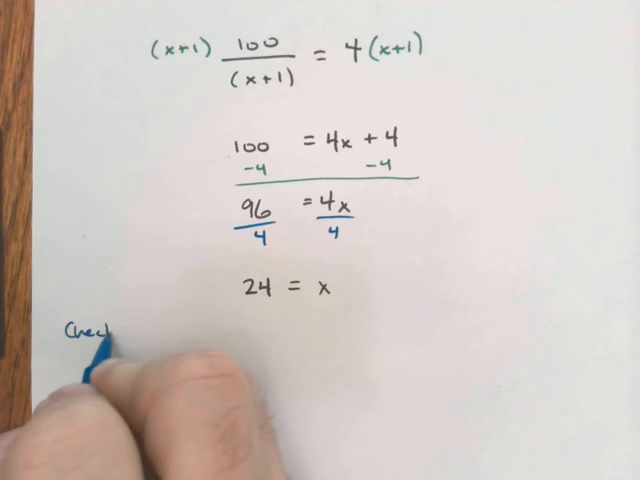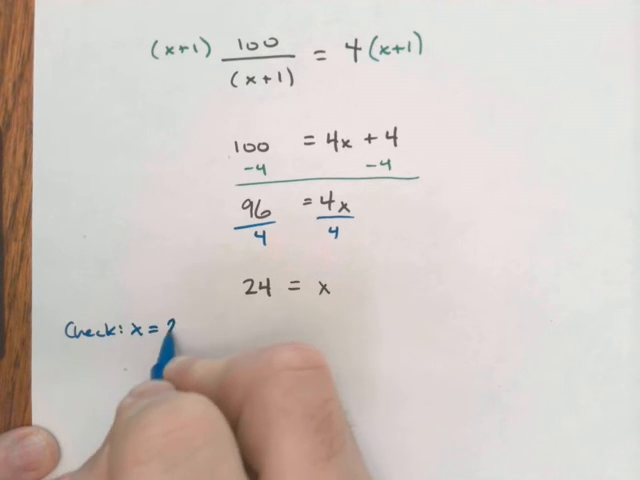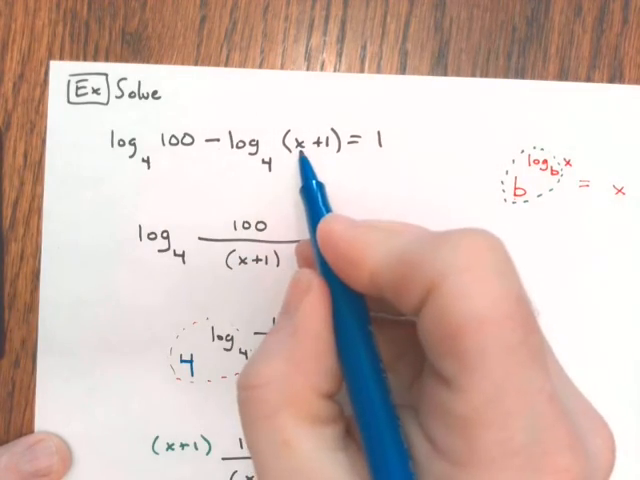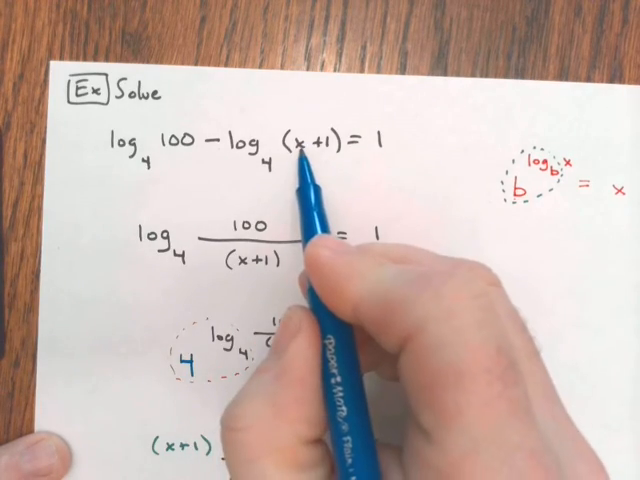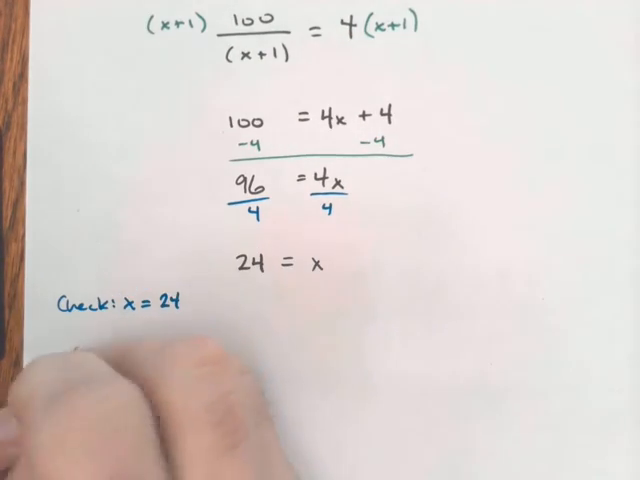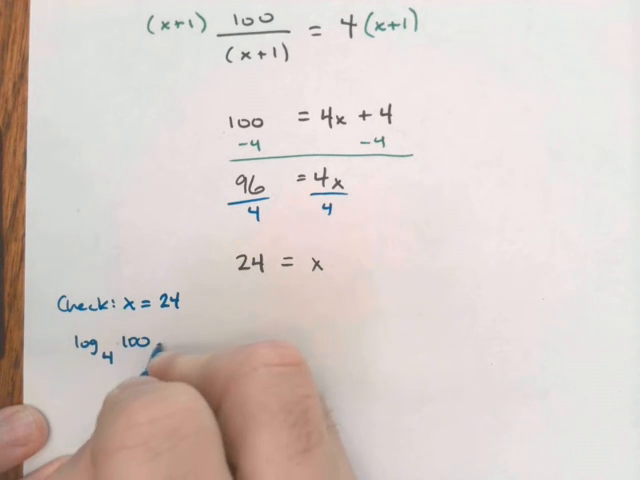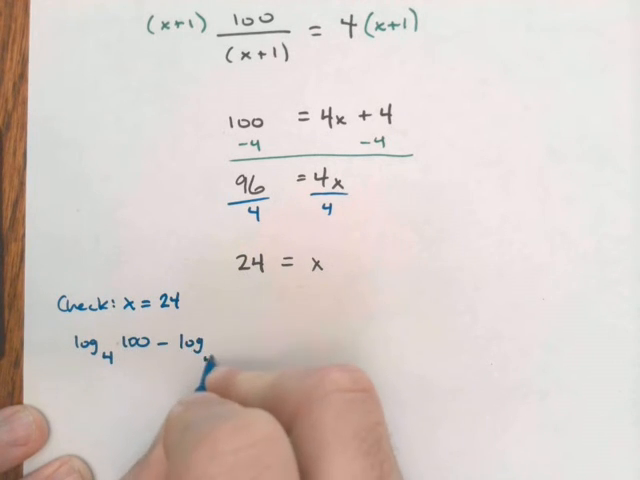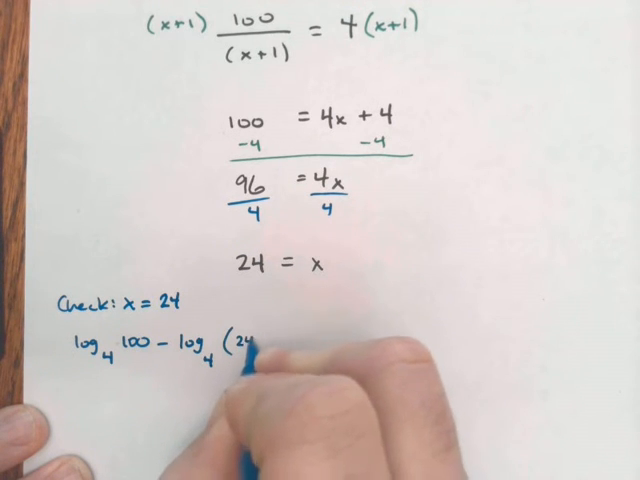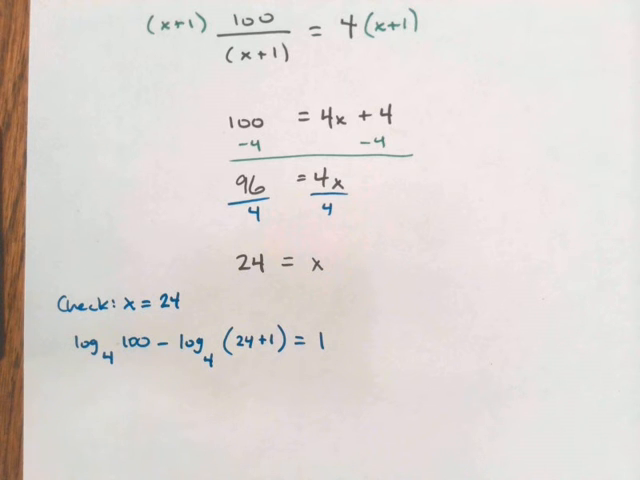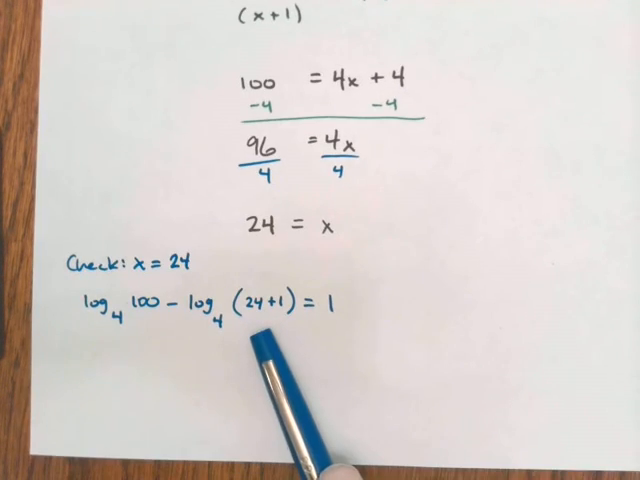Okay, so let's see. I'm going to take 24 and plug that in for all of the x's up here at the top. There's only one spot really to plug that, so I'll plug that in there. So that would give me log base 4 of 100 minus log base 4 of 24 plus 1. I want to see if that's really equal to 1 or not. I'm going to type this into my calculator.